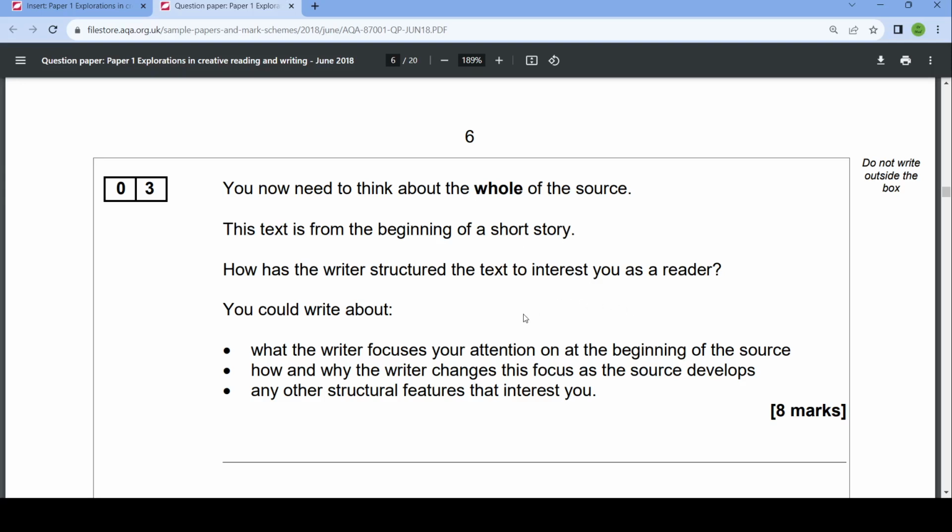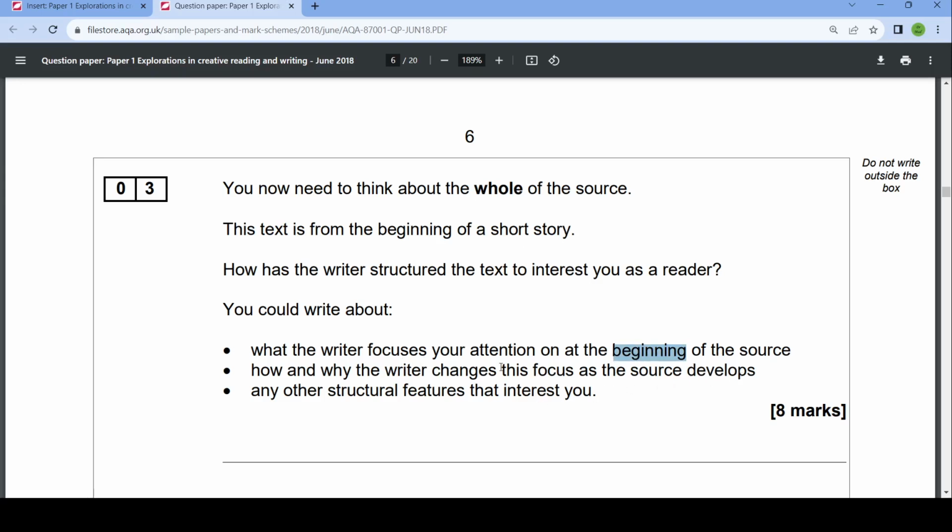Okay. And even if you just write a little bit about the beginning, middle, and end, you would get a few marks, and maybe that's enough, and you can focus on the other bigger mark questions. So it says here you could write about what the writer focuses your attention on at the beginning of the source, how and why the writer changes this focus as the source develops, any other structural features that interest you. So again, if you've forgotten what structure means, well, it reminds you there. It says there, look, beginning, and then as the source develops. So that's the middle and the end.